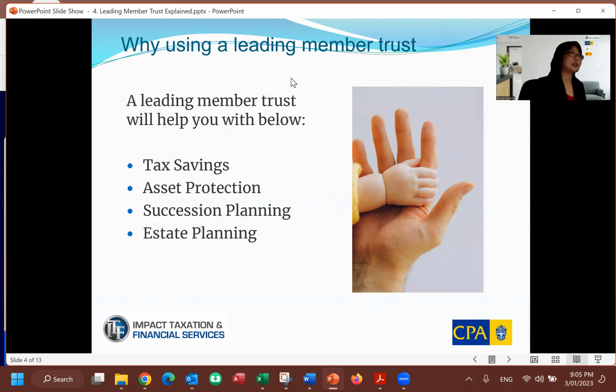All right, so let's start. So why are we using a leading member trust? A leading member trust will help you with the below: tax savings, asset protection, succession planning, and estate planning. So let's have a look at more details.